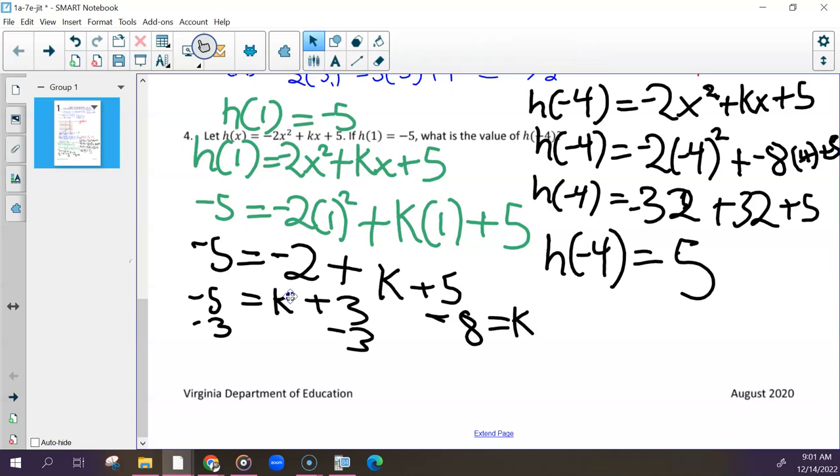Awesome. Anyone else try this problem? Let's give Gia a round of applause because that is right.